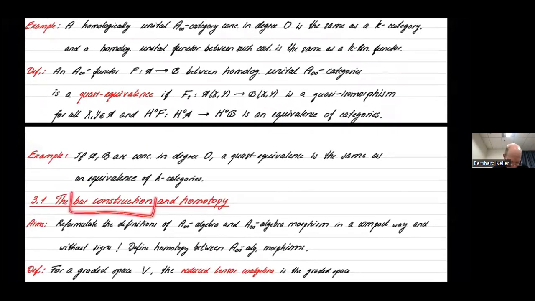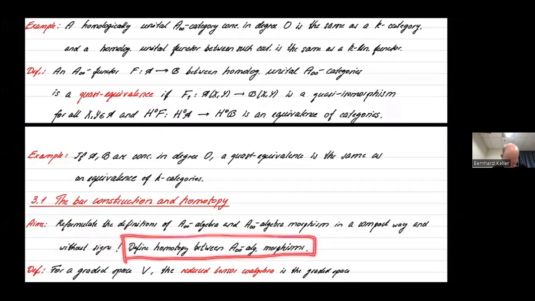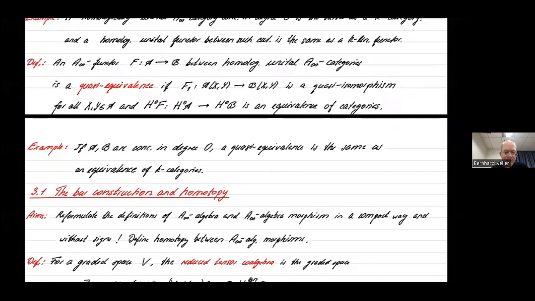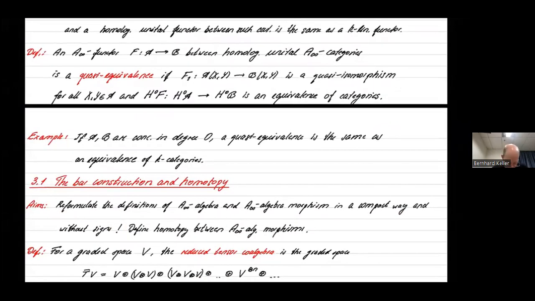Okay, now in the next section, I will use the bar construction to reformulate the definitions of A-infinity algebra and A-infinity algebra morphisms in a compact way, and especially without any signs. And then I will use this setup given by the bar construction to define homotopy in a compact way. Okay, for this, some preparations are needed for the bar construction.